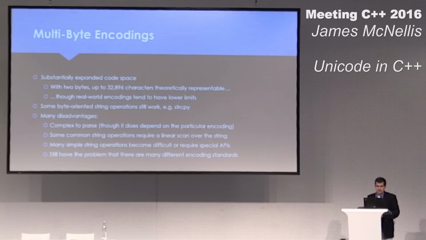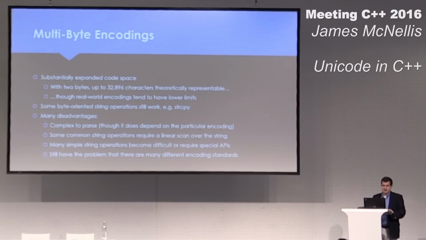So with multi-byte encodings, we get a substantially expanded code space. Even if we want to maintain compatibility with ASCII, where we still have those single byte characters, we can represent up to 32,000 characters. I mean, that's a lot of characters. Though real-world encodings tend to have lower limits just because of how they're designed. Some byte-oriented string operations still work. So for example, if you want to use strcpy to copy a string, that will still work with these.